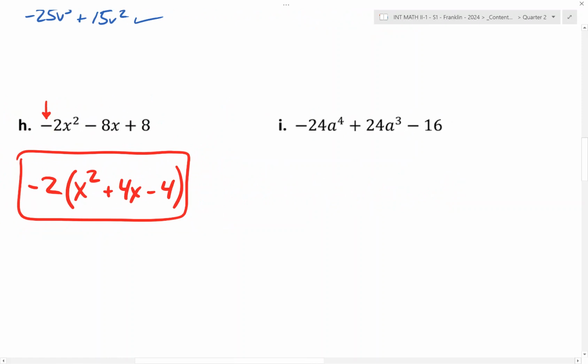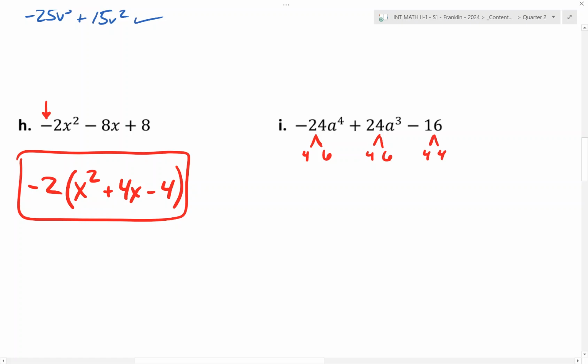Last one. We have 24, 24, and 16. Pretty sure that would be 4. Well, actually, there's one bigger. But let's say that I thought that it was 4. And I'll go ahead and do some quick factor trees here. If I divide by 4, I'm left with 6 on these and 4 on this. Now I can keep going.